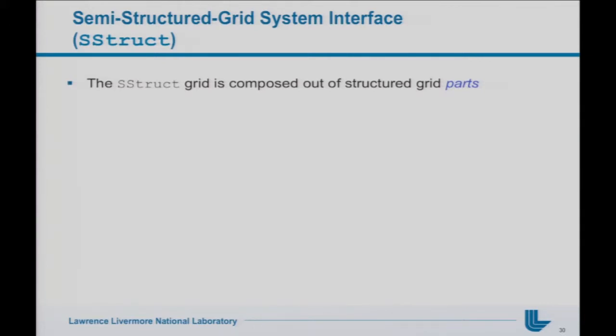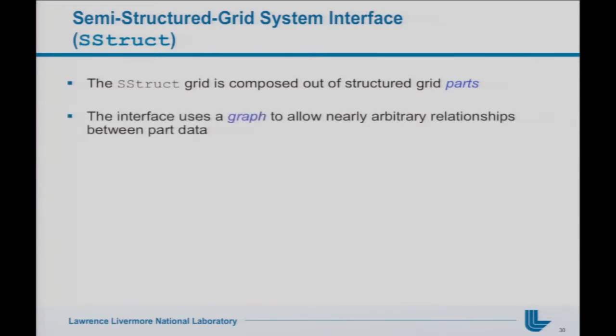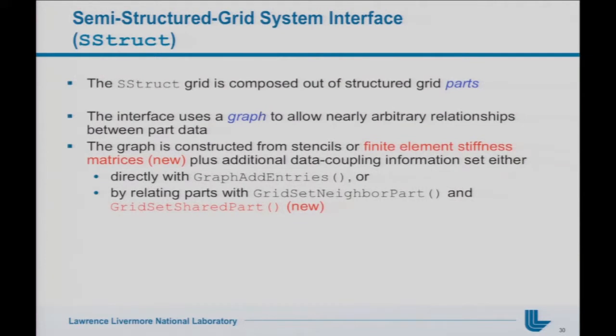So let's see. Some more. OK, yeah, the way this works is we have a notion of a part. Okay, so everything that's a part in this interface is a structured grid, just like I showed you. Okay, and then what we do is introduce something called a graph, which takes all these parts plus some additional information that describes how they're coupled together. And that can be a very general way of sort of relating the different structured parts. And I'll show you a couple of examples of how this can be done.